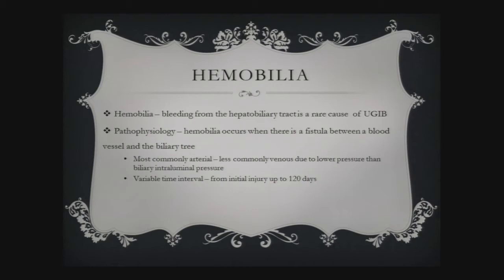There's a variable time interval to the development of hemobilia. It can happen anywhere from the initial injury up to, it's been reported, 120 days. The late presentation is actually due to delayed healing and necrosis of the cavity, as well as erosion of adjacent structures, and that's what causes the hemobilia or a pseudoaneurysm formation.